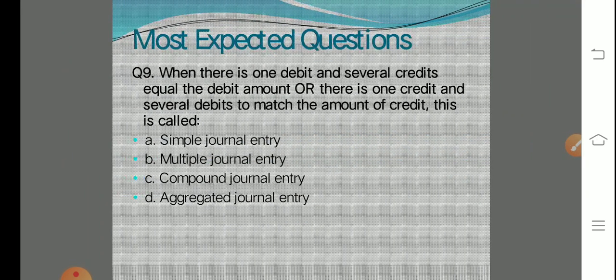Question number 9. When there is one debit and several credits equal the debit amount, or there is one credit and several debits to match the amount of credit, this is called. So what do we call this system? Simple journal entry, multiple journal entry, compound journal entry, aggregated journal entry. So let's see what is the correct answer. Correct answer is C, compound journal entry. So let's move to next question.